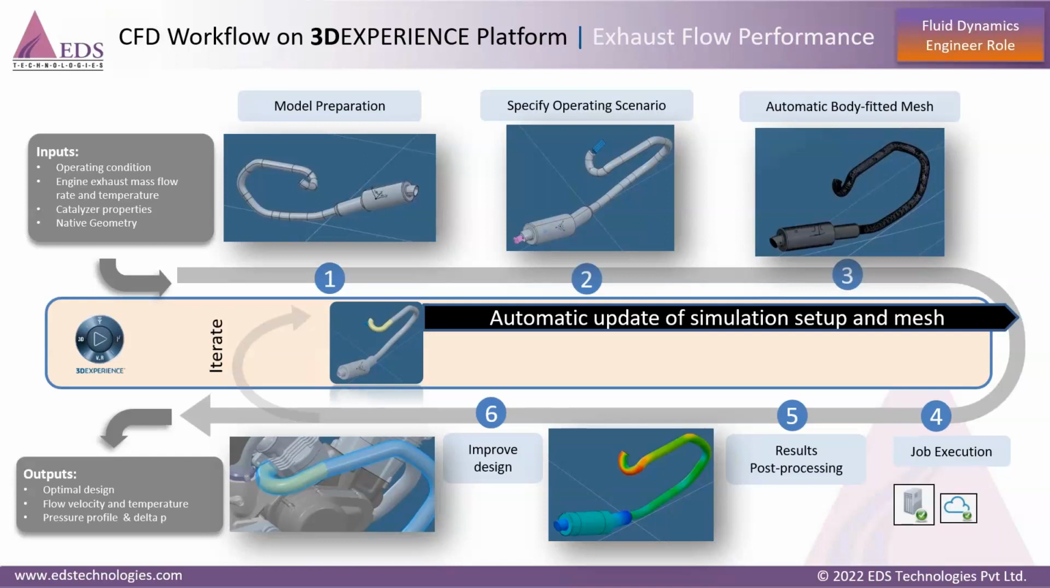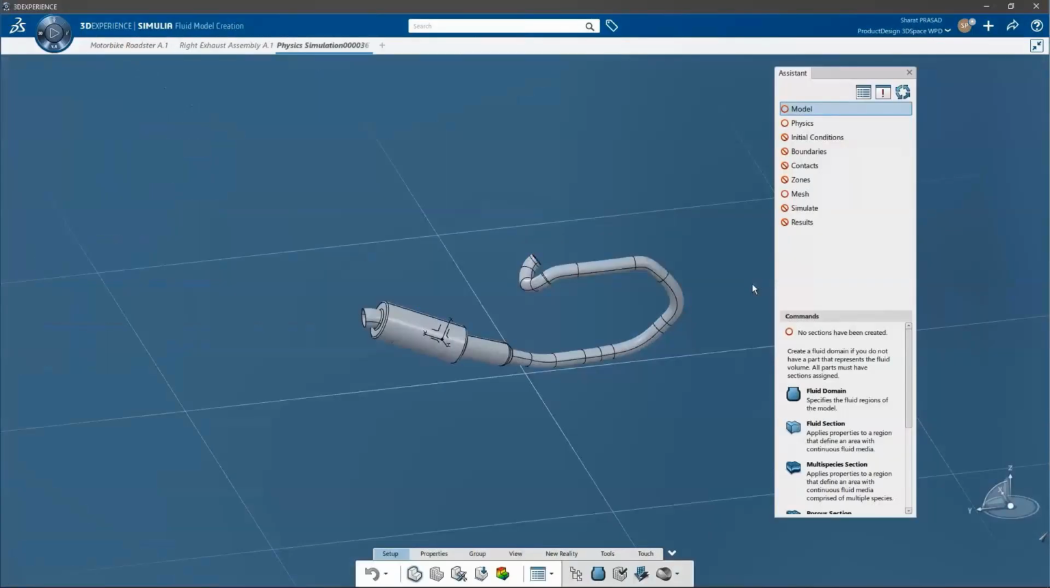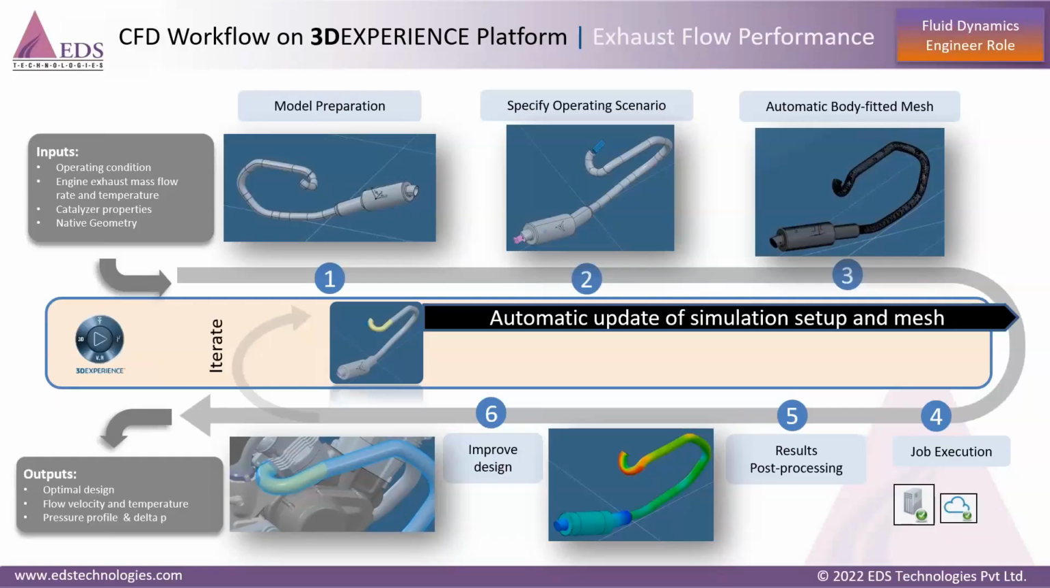And in this particular case study, we were interested in the flow velocity as well as temperature, which was taken out, as well as the pressure profile and the delta P of the study. Now, I have said previously that by using this particular role, one of the major advantages is accelerated design iterations. And this is proved here by, I'm not sure if there is a video here. So let me show it to you.